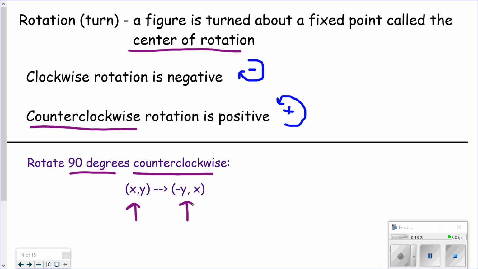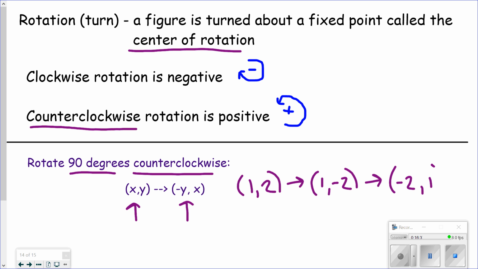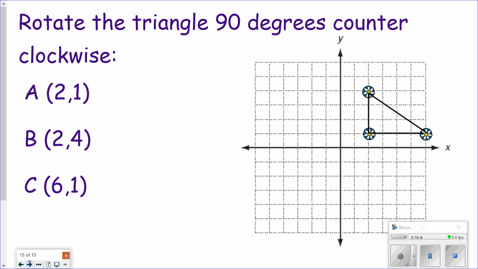So for example, if I had the coordinate 1, 2, I'm going to make y negative, so 1, -2, and then I'm going to flip those two coordinates around, so -2, 1. You would do that for all of your coordinates when you're rotating a figure 90 degrees counterclockwise. So let's practice doing this together. So we are going to rotate the triangle 90 degrees counterclockwise.